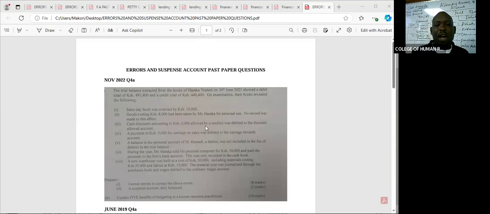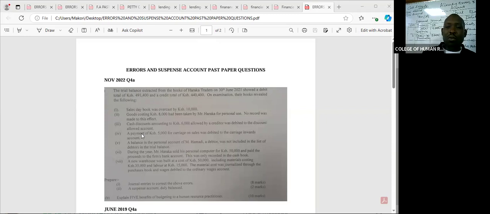But now look here. Instead of crediting the discount received, we are told here it was debited to the discount allowed. So there is an error there. That one was supposed to be treated as a discount that was received. Discount received is a revenue. It should be credited in the discount received account. But here, it has been debited to discount allowed. How are you going to handle that error?